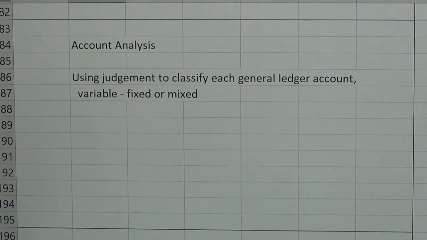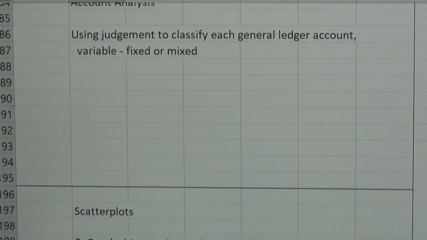So it's pretty straightforward, pretty easy. And frankly, that's what most companies use because it's the easiest. If you don't have to memorize any formulas, you don't have to do anything like that, you just simply go forward with your account analysis.